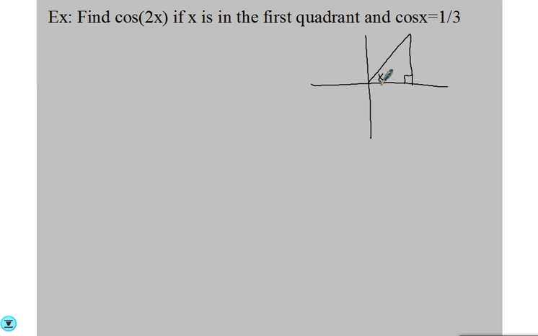And cosine of x is 1 over 3, so cosine is adjacent over hypotenuse. And again, just like our last example, we're just going to go ahead and practice finding the sine value. So we need to find this letter here. I'll call it a for this one.